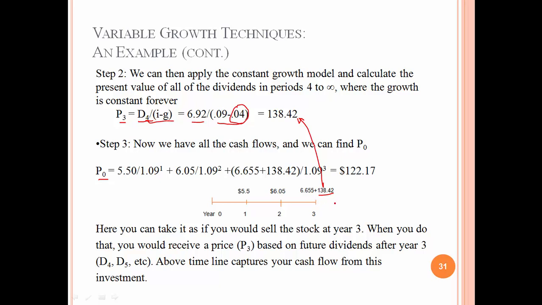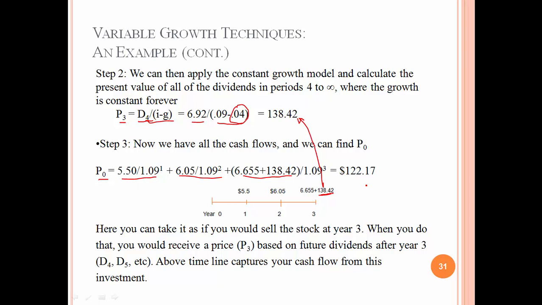And then, of course, you are not going to include D4, D5, D6 in this calculation, because by the end of year 3 you sell the stock, and the price, 138.42, is already based on D4, D5, D6, D7, and so on, so you're not going to include them again. So you calculate the present value of each one. The 5.5 is discounted for 1 year, 6.05 discounted for 2 years, and then 6.655 and the last sale price together are discounted for 3 years. And then you sum up, you get 122.17.